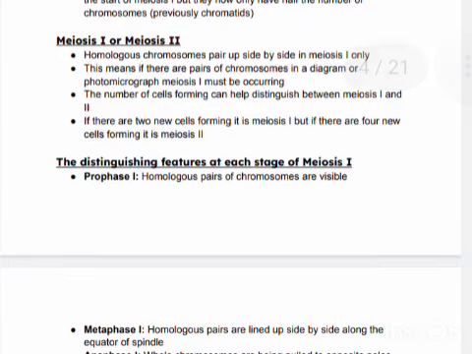Now, the distinguishing features are that in prophase 1, again, I told you, homologous pairs of chromosomes, right? Metaphase 1, homologous pairs of chromosomes are going to line up, right? Anaphase 1, whole chromosomes are going to be pulled up to opposite poles, right?